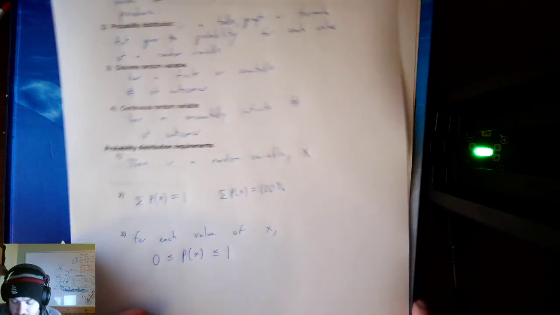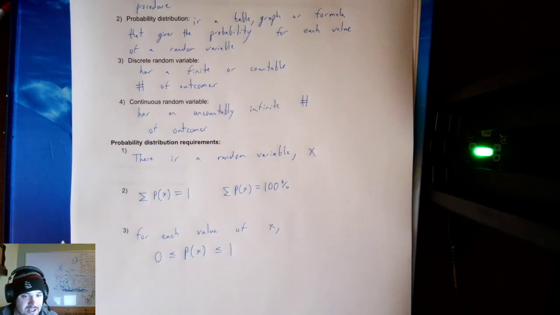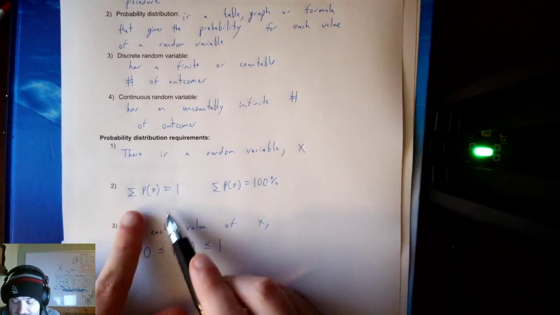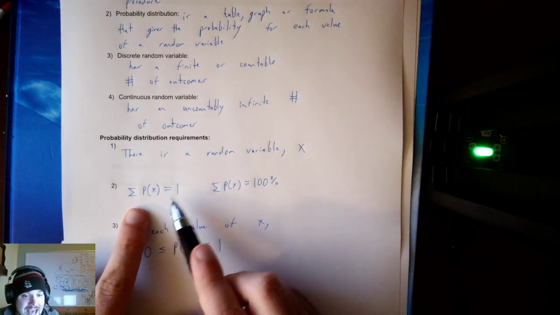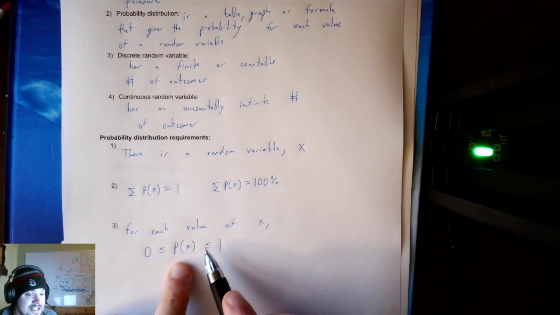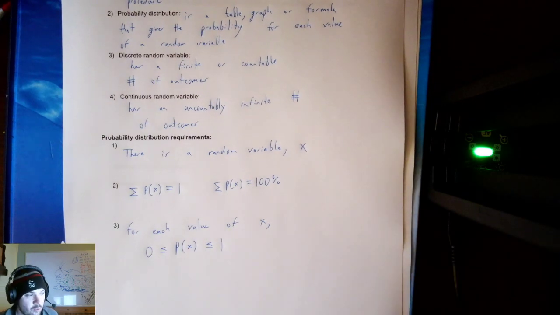And so let's re-walk through this list really quick. First, there is a random variable. Second, all of the probabilities add up to 1. Third, each of the probabilities is itself between 0 and 1.